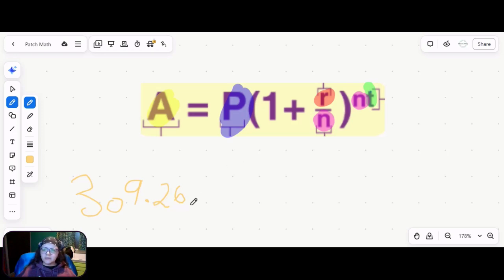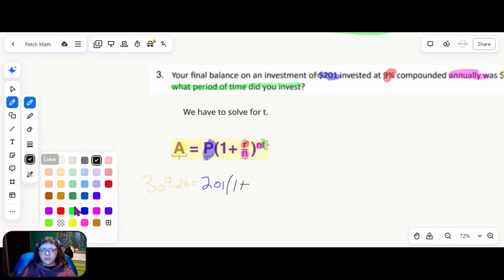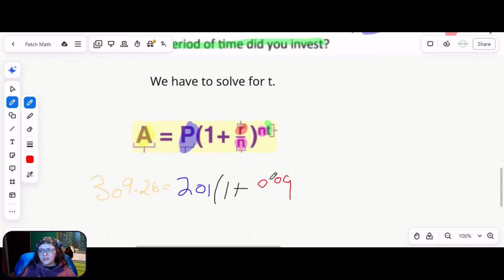The decimal point, though, with the dots makes it confusing, so I'm going to bold those. We have our principal of 201. Multiplying by that, 1 plus. In this case, R is 9%. We will be writing that as 0.09. And again, that is a decimal point there. I'm going to bold that a little bit. N is 1 here, the best N there is.